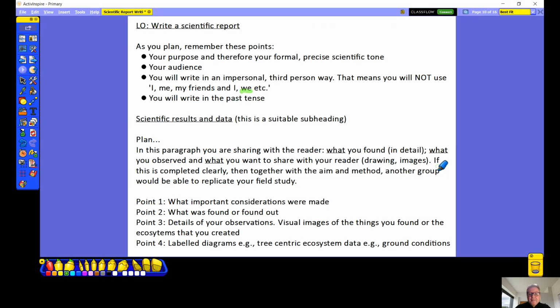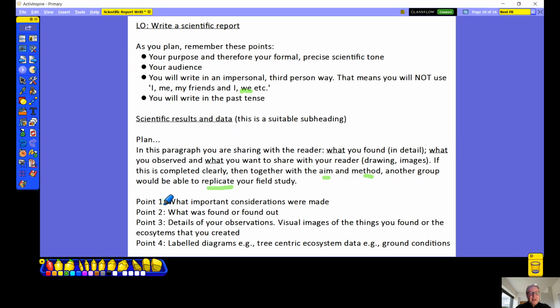Now, this is really important. If this is completed clearly, then together with the aim and the method, another group would be able to replicate your field study. That's to say, they would be able to undertake the field study by following your scientific report. And this is a really key scientific principle because scientists want to go and replicate and do the investigation themselves and test out theories, hypotheses and results.